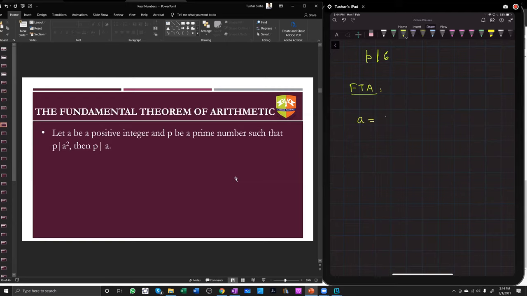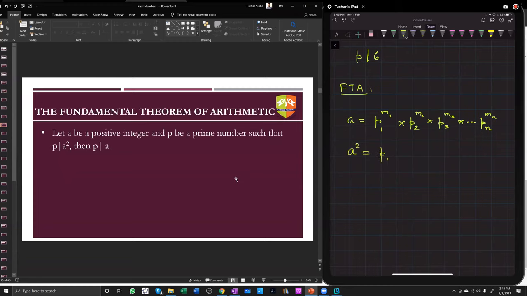So basically, let us say A is a composite number, so it can be expressed as p1 to the power m1 into p2 to the power m2 into p3 to the power m3 into dot dot dot pn to the power mn, right? So this is the expression for the composite number by FTA. Now, what will be A square, guys? So A square clearly will be p1 to m1, so everything will just get multiplied. Every exponent m1, m2, mi will get multiplied by 2, right? And this is p3 to m3, and so on and so forth, pn to mn, correct? So when I raise it to a power of 2, right? Now, it is said that p divides A square, so p divides A square.